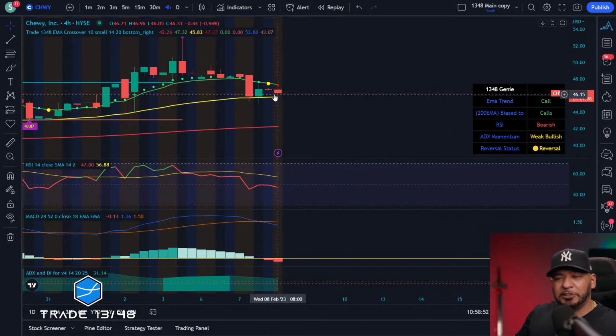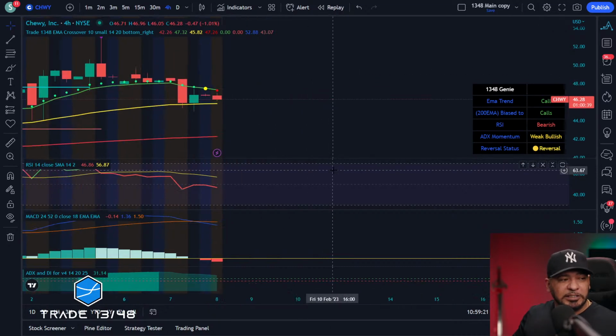Now, you also have the 48. Now, guys, listen. You use the 48 just like you would use support and resistance, just like you would use the 13 as support and resistance, just like you would use the 200 EMA as support and resistance. You use these levels and assume the worst. This is called risk management. Assuming the worst on this would tell you that you could possibly bounce off.